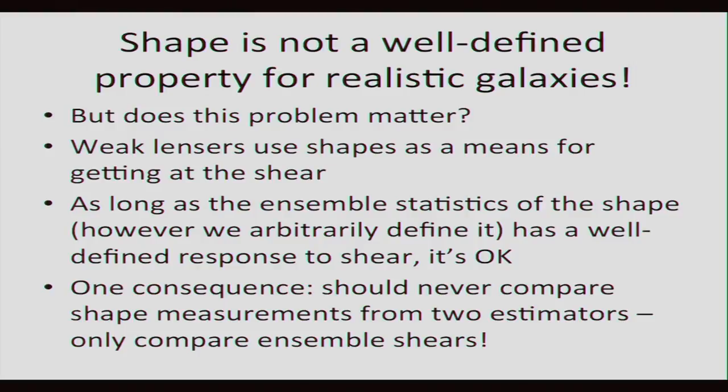So there's one practical implication. Say two people have two different methods with different weight functions. And they say, oh, well, I want to compare our methods. We should compare our shapes for every single galaxy. Don't do that. They're going to be different. You're going to fall down a rabbit hole of worrying about differences that might not actually matter because your inferred lensing shears might be the same. And that's what you should compare.